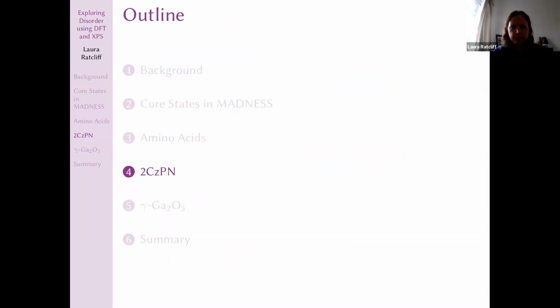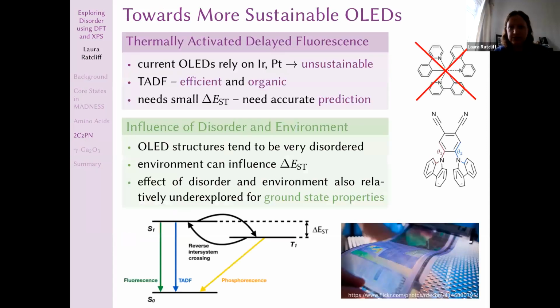So the next example I want to look at is 2CZPN. So what is 2CZPN and why is it interesting? Well, this is a molecule that falls under a particular class of organic LED molecules. These are organic LEDs based on a process called thermally activated delayed fluorescence. This is interesting because current OLEDs are typically based on molecules containing heavy metals. Like this example here, you can't see it, but it has an iridium in the center. Often they have iridium or platinum or other heavy metals, and this is not particularly good from a sustainability point of view.